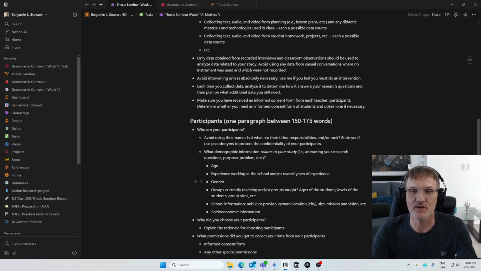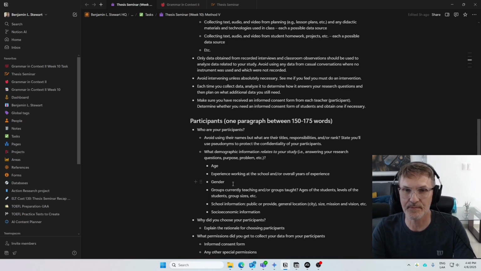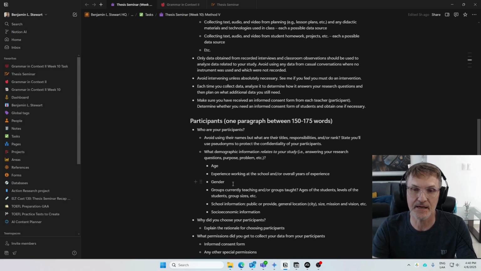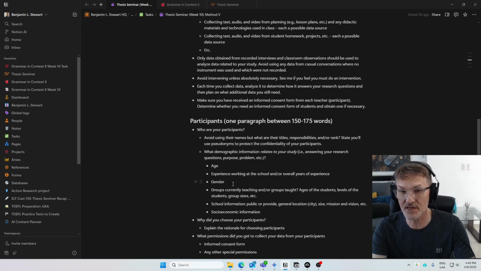But essentially, you're describing your participants as it relates to your research questions, as it relates to the purpose of your study. So it's not necessary to include information about age, gender, etc., unless you plan to compare and contrast, if that is of interest, where you're maybe comparing a teacher at a certain age or with a certain level of experience with another teacher.